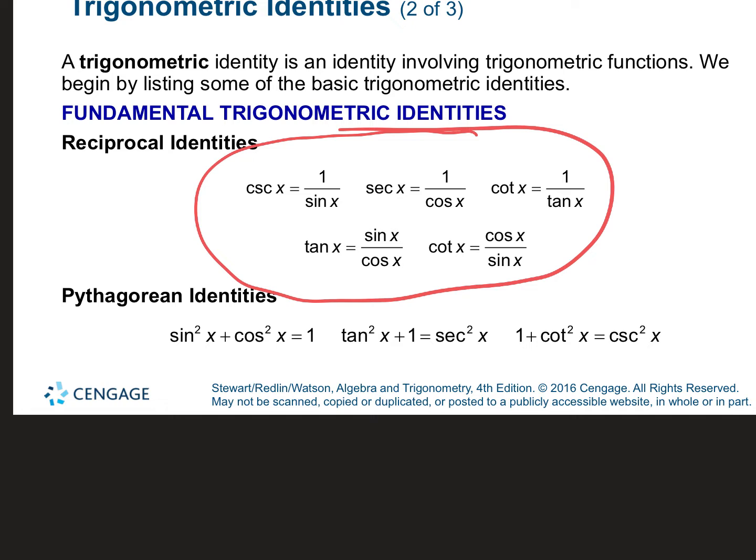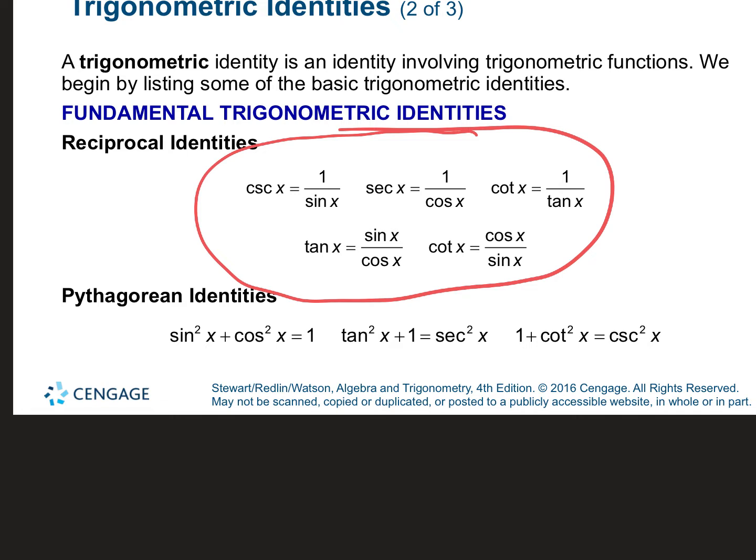So if you see cosecant of an angle, what can I replace cosecant with? Cosecant is the same as what? 1 over sine. Look at the identities. 1 over sine. What is cotangent the same as? 1 over tangent. No, cotangent. Look at it. It says 1 over tangent, or what else is it also the same as? Cosine over sine, all right?